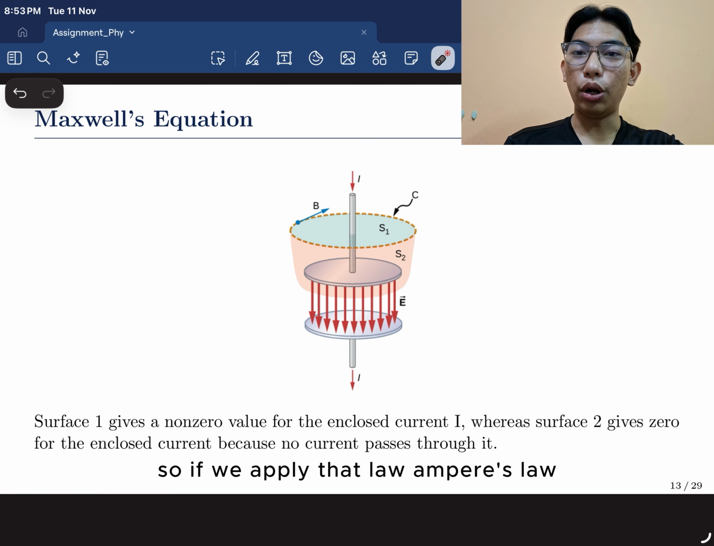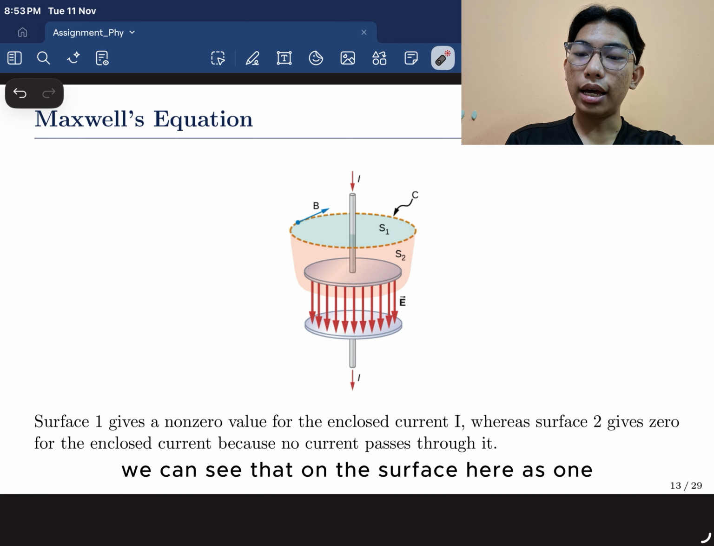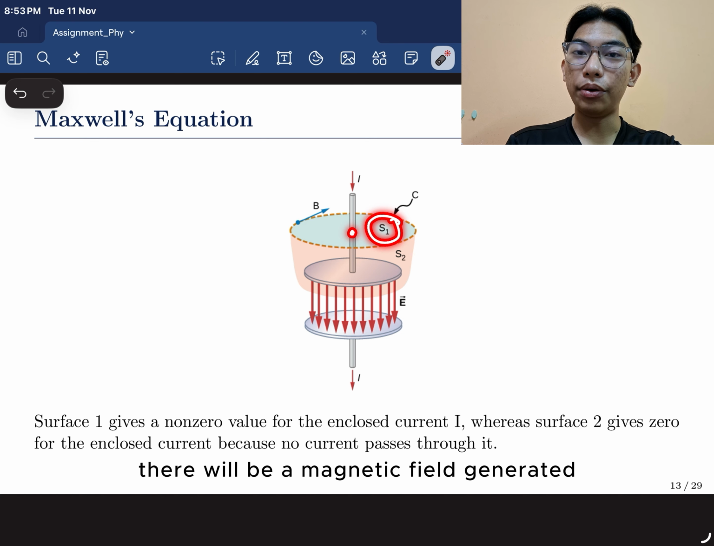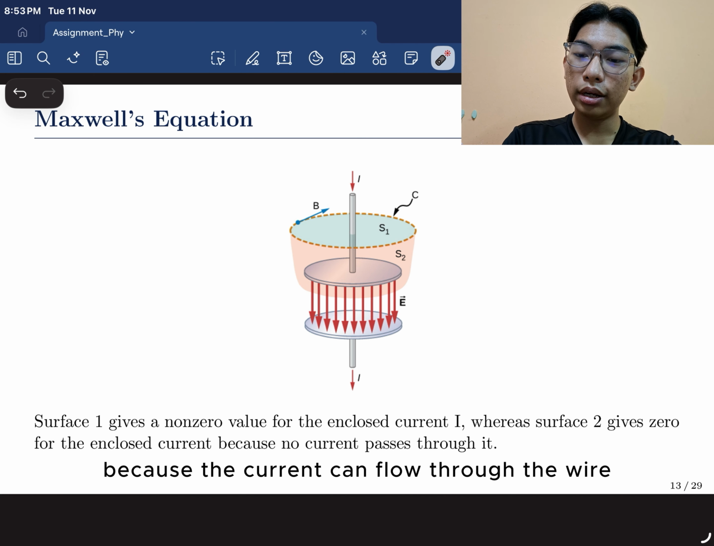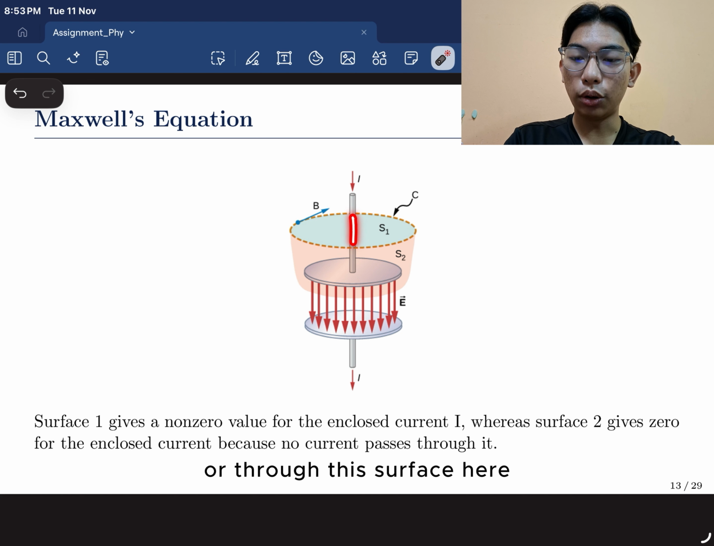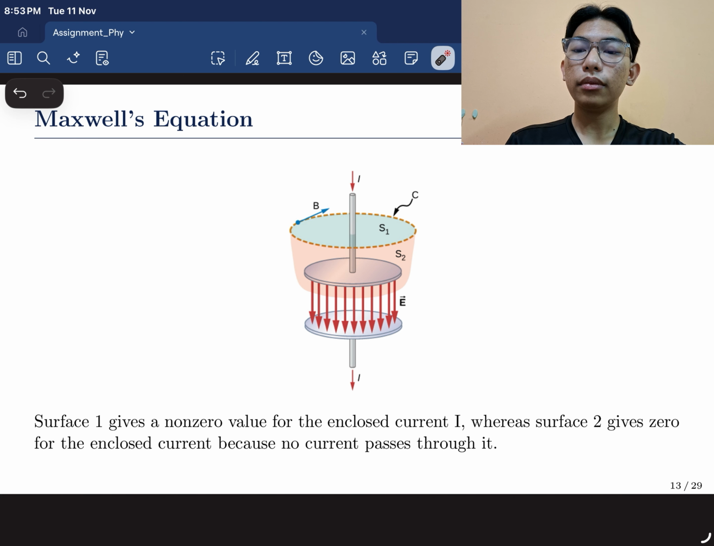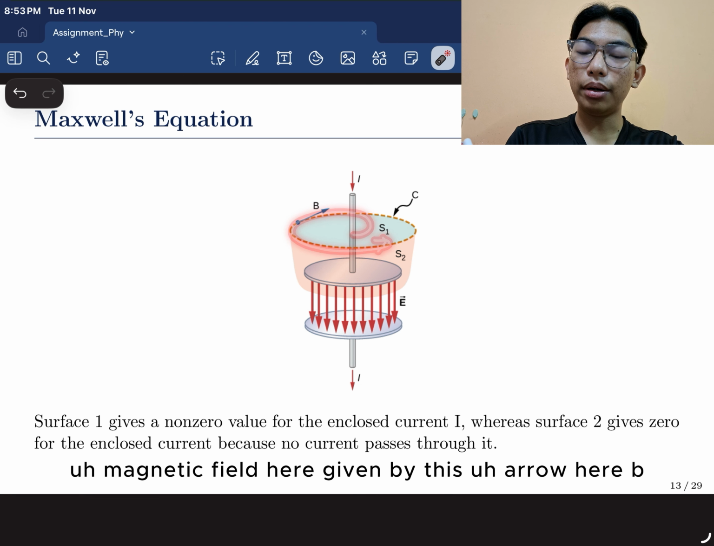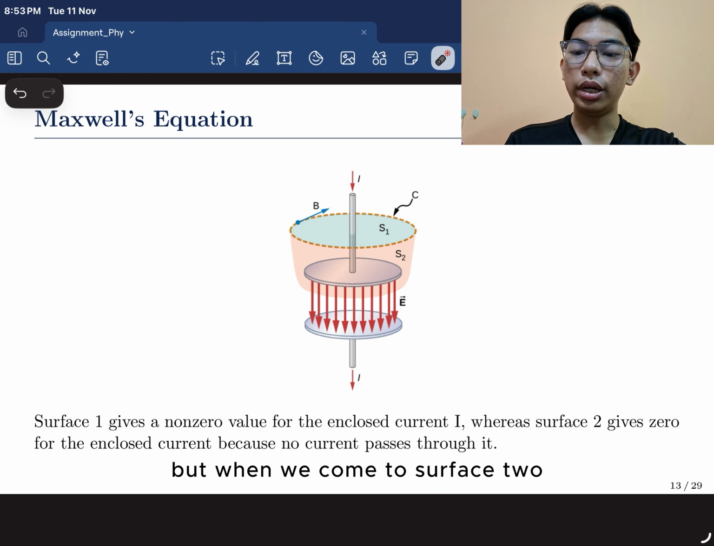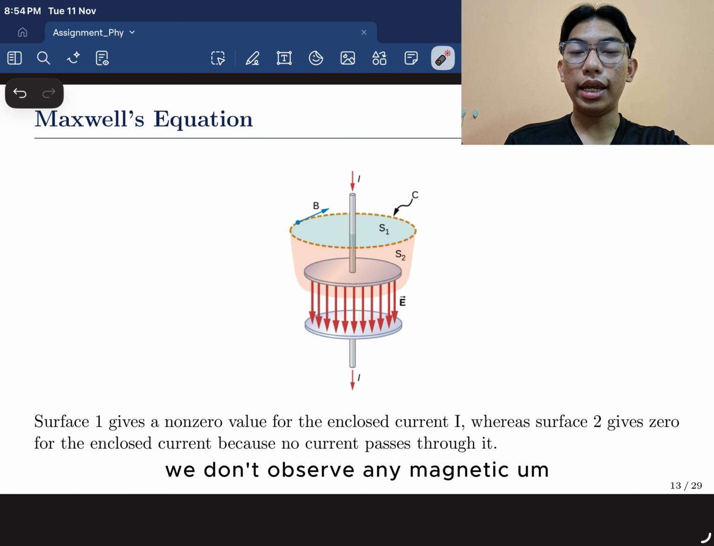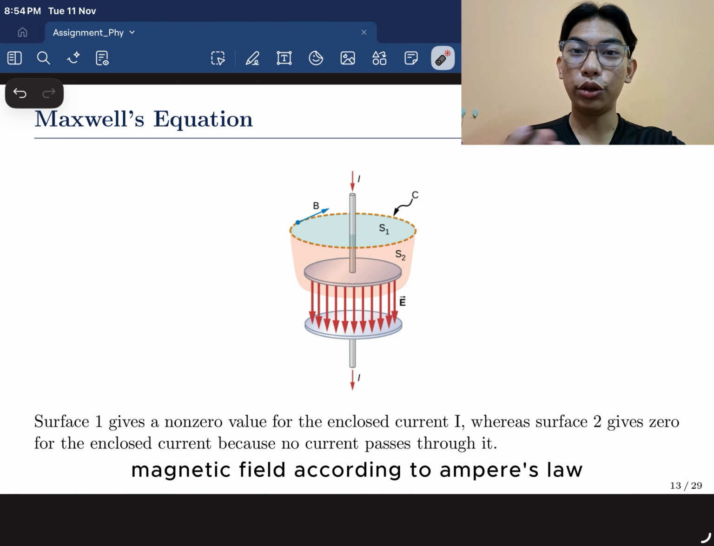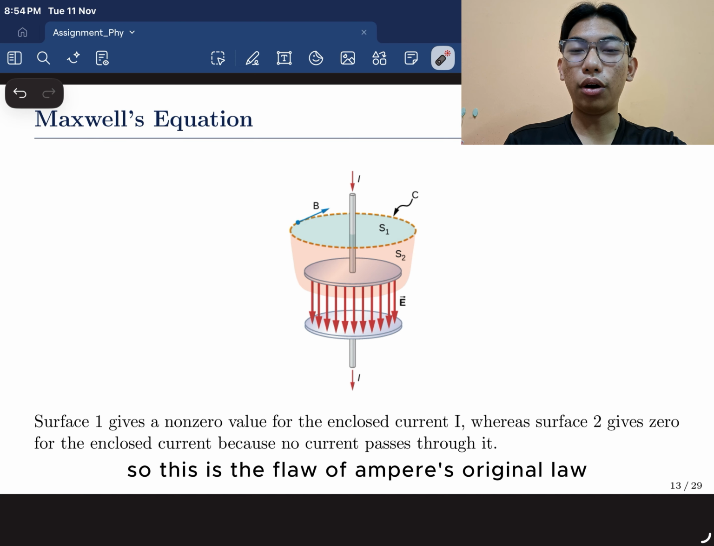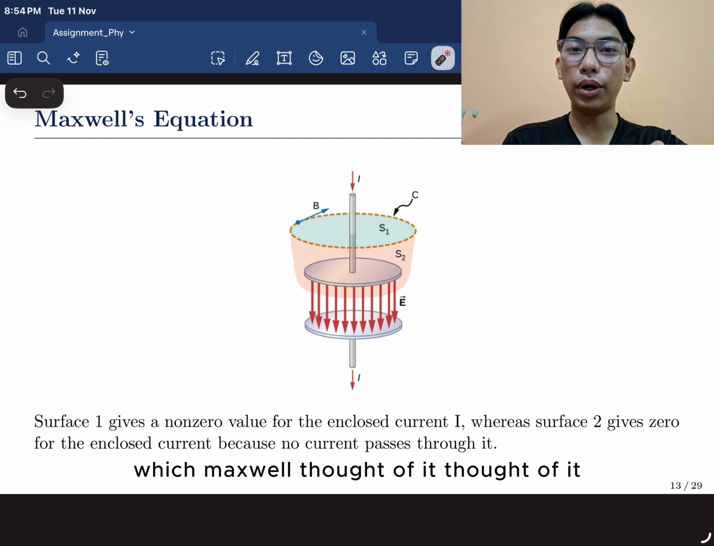If we apply Ampere's law, we can see that on surface S1 there will be a magnetic field generated according to Ampere's law, because the current can flow through the wire or through this surface here. So it will generate a magnetic field here, given by this arrow, B. But when we come to surface 2, we don't observe any magnetic field according to Ampere's law. So this is the flaw of Ampere's original law, which Maxwell thought of.